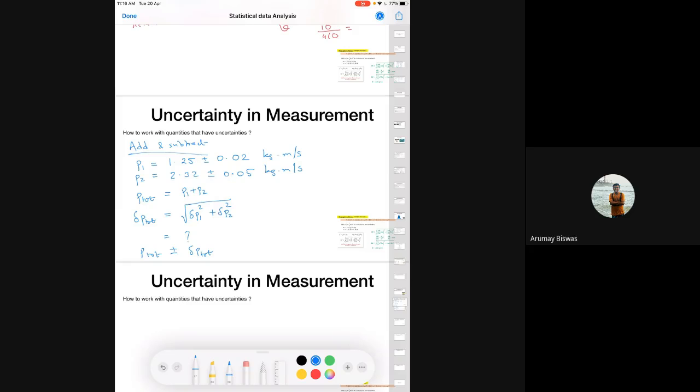Now, if you want to do a subtraction, let's say I have a difference quantity P1 minus P2, then the error in this difference is again delta P1 squared plus delta P2 squared, under a square root.